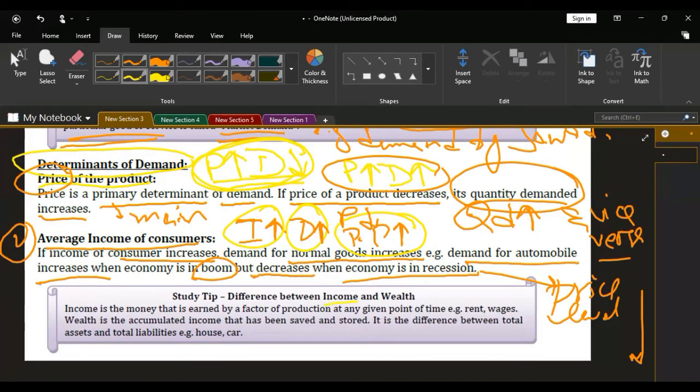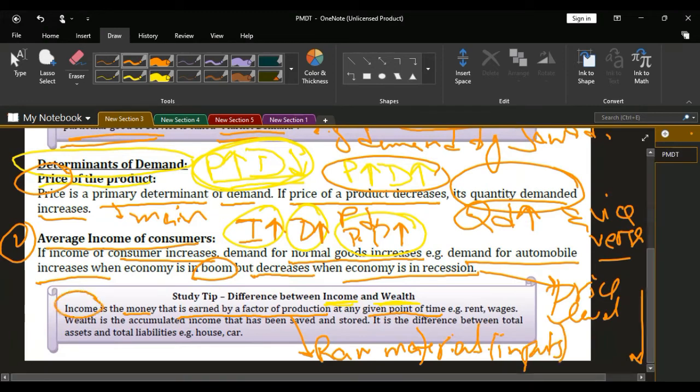Difference between income and wealth. What is mainly the difference between income and wealth? Income is the money that is earned by a factor of production at any given point of time. If you want to learn what a factor of production is, I've already explained it in our previous class. Although I'm explaining it here again for your reference, factors of production are the raw materials or basic requisites from which all other goods are made. These are the inputs. So the income from the input is called income at a given point of time.